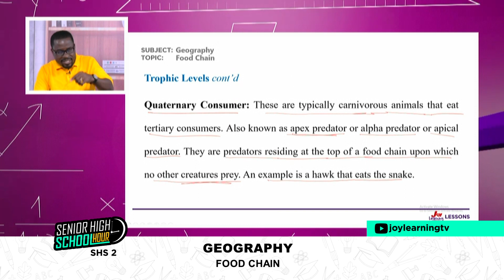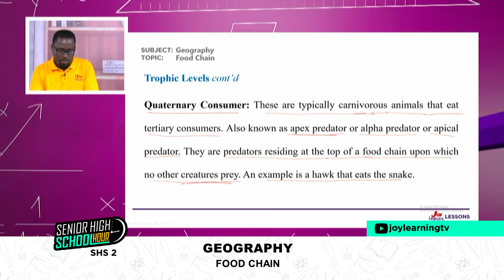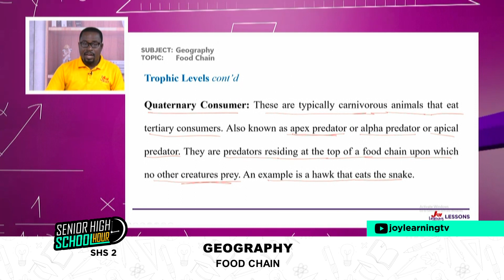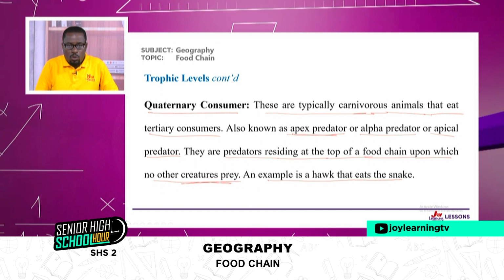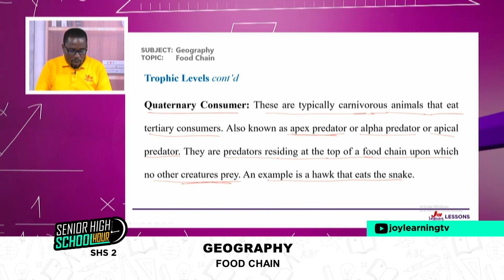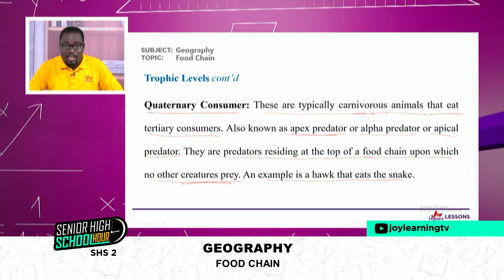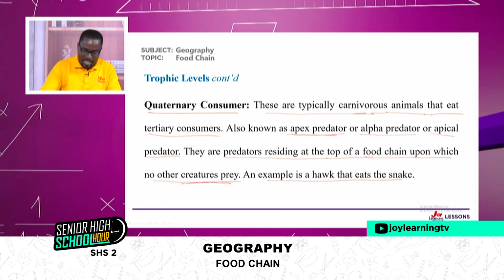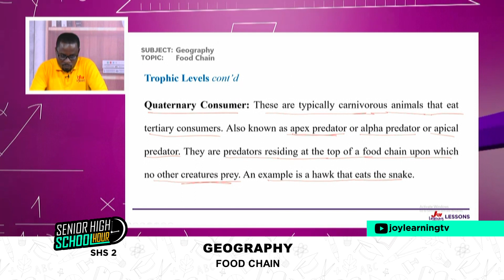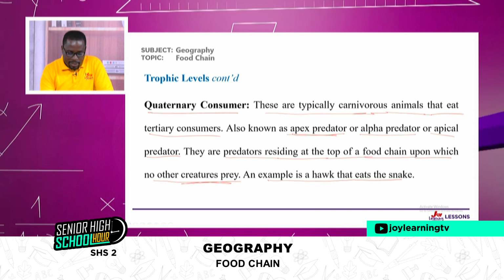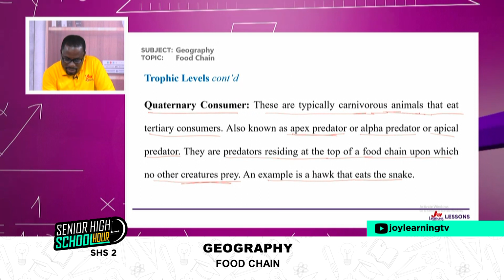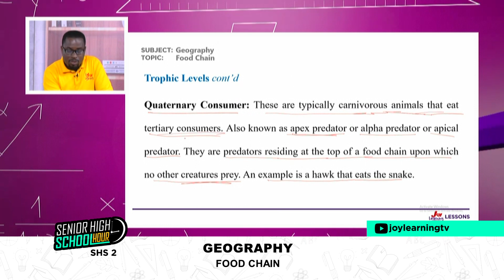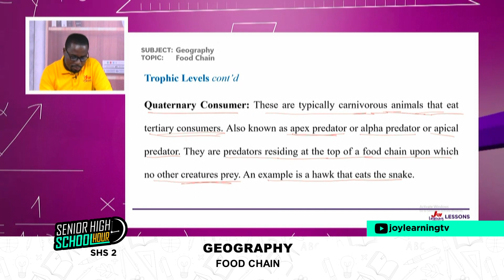Okay? So the hawk eats the snake, which is under the tertiary consumers. So if human beings are also under what they call the tertiary, does that mean that the hawk can also eat the human being? That is a question that we need to answer. So we are saying that the quaternary consumers, these are typically carnivorous animals that eat tertiary consumers.